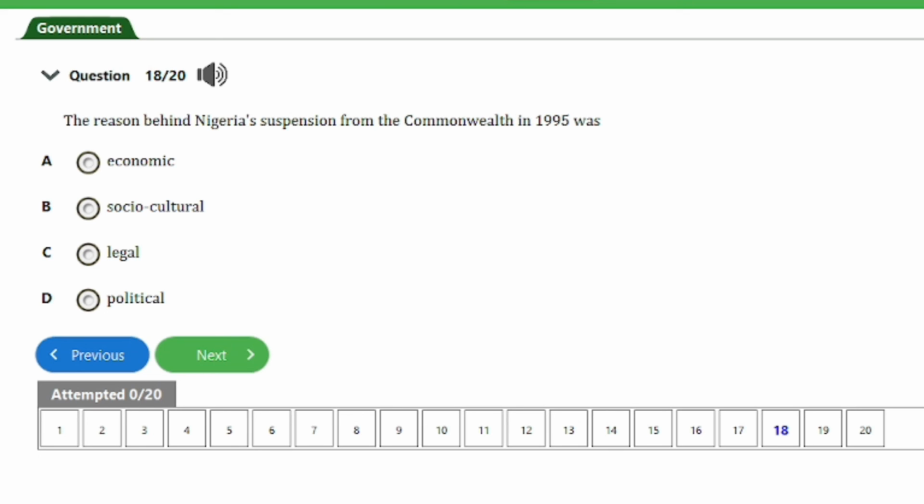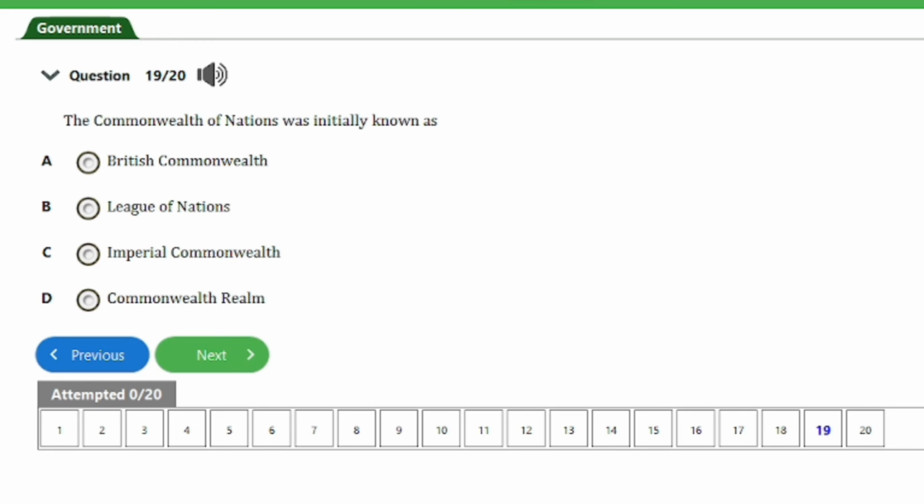So we have question number 19 here. It says, the Commonwealth of Nations was initially known as A, British Commonwealth, B, League of Nations, C, Imperial Commonwealth, D, Commonwealth Realm. So guys, the answer to this question is option A, that's British Commonwealth, and that's it for this question. So let's head on to the next question, guys.